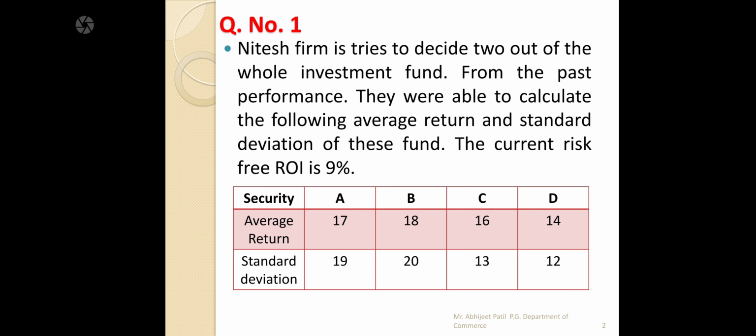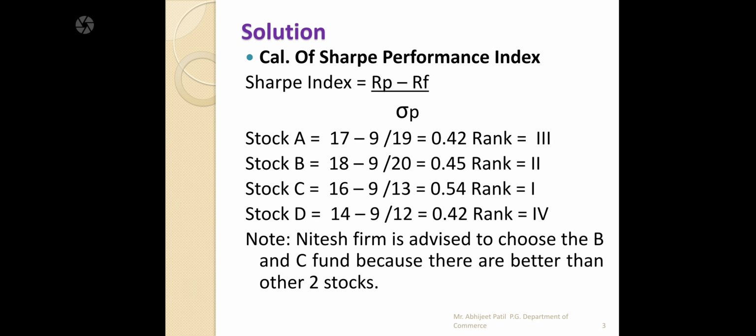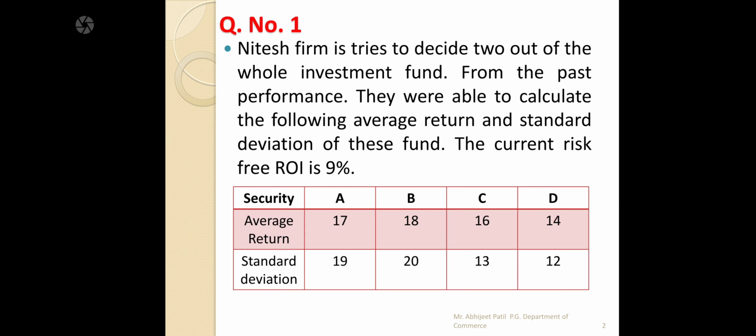So how do we solve using Sharpe? Look at the formula for the Sharpe index model: Sharpe performance index is equal to RP minus RF divided by standard deviation. RP is the portfolio return or average return, minus the risk-free rate of return, divided by standard deviation. For each security, the portfolio average return is given for A, B, C, D, along with the standard deviation and the risk-free rate of return. So just deduct the risk-free rate of return from the portfolio return and divide by the standard deviation of each security, and we will get the Sharpe performance index.